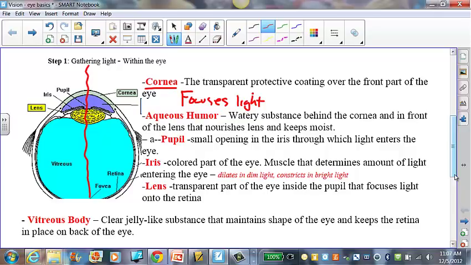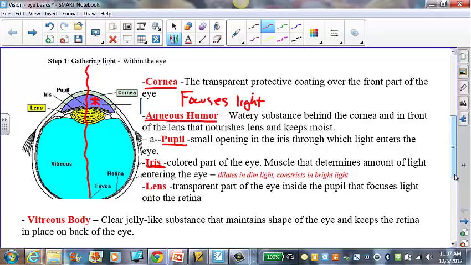Once light passes by the cornea, it then travels through a watery substance called the aqueous humor. This lies behind the cornea right here. And it really serves the purpose of nourishing the lens and keeping the lens moist so it's flexible and pliable. Next, light travels through the pupil and the iris.